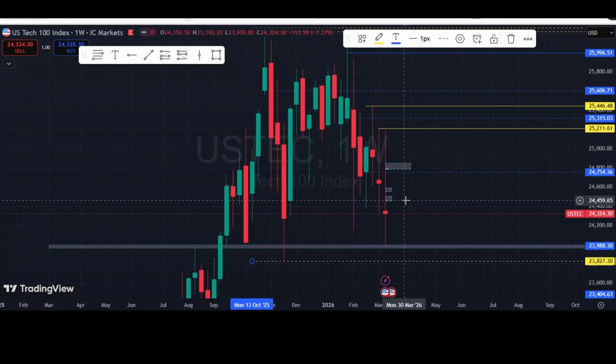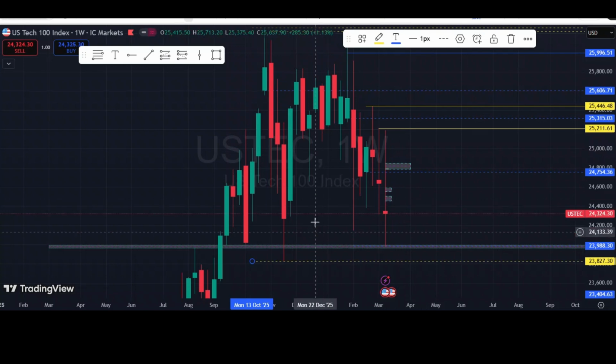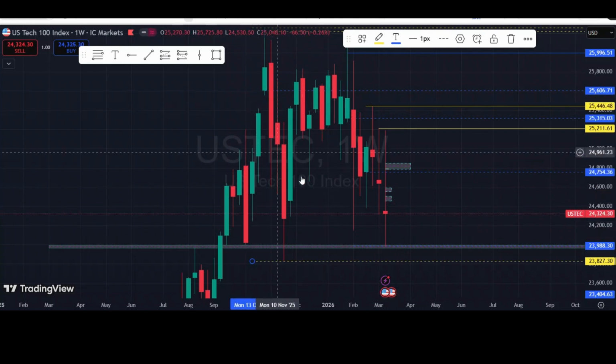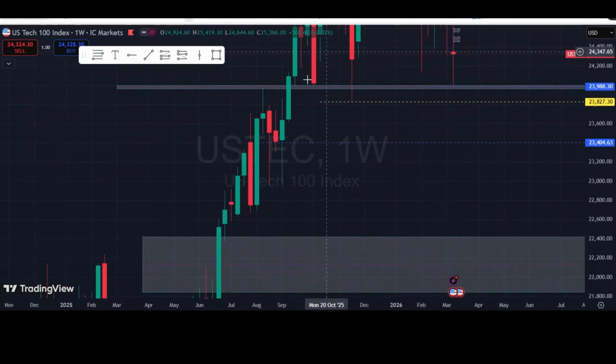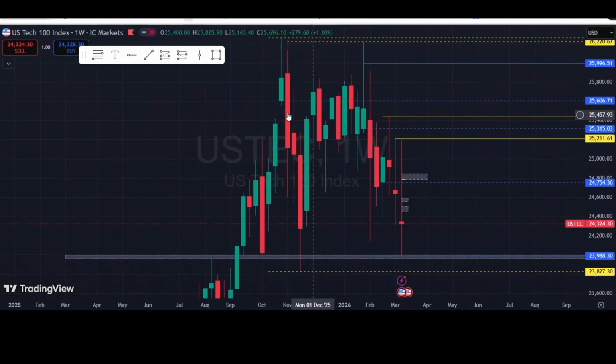So starting from the structure, the question is what has been the market structure? On the weekly time frame or on the monthly time frame, we can see that we have been in a very bullish structure. The market has been making higher highs, and suddenly we got to these zones and the market started to consolidate, not making a much higher high or a lower low. But this is a weekly dealing range.